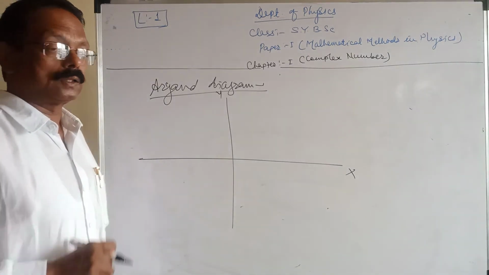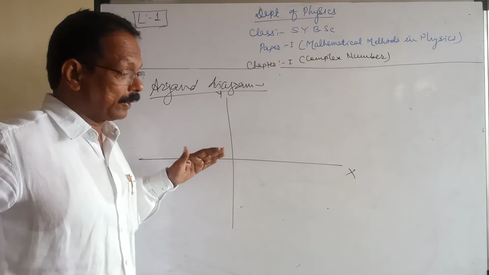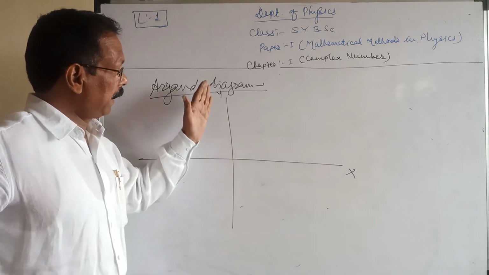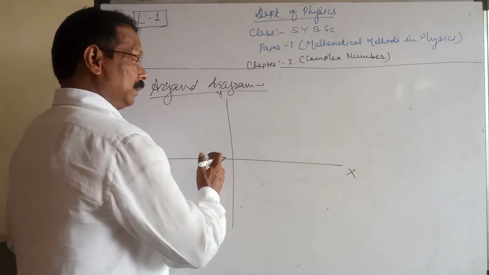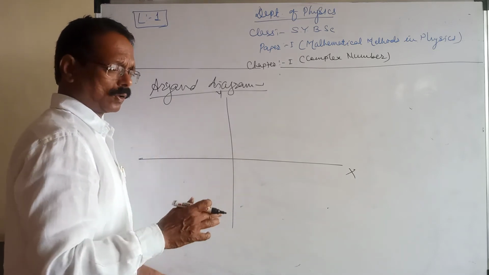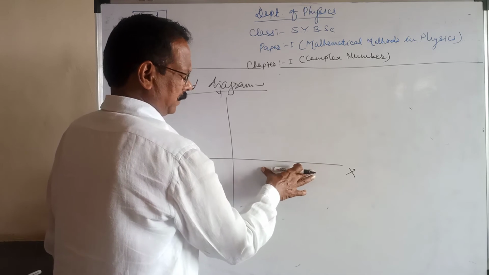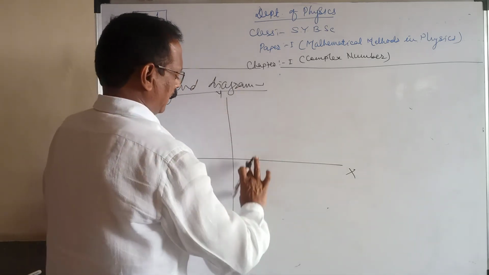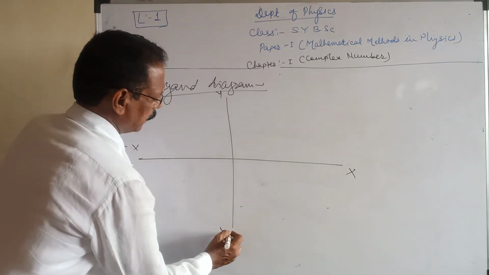Now to draw the figure, two important things are there. Along the x-axis we have to plot the real number, and along the y-axis we have to plot the imaginary number. It is like the quadrant system. This is the positive x-axis, this is the negative x-axis, this is the positive y-axis and this is your negative y-axis. So we can write minus x, and minus y also.